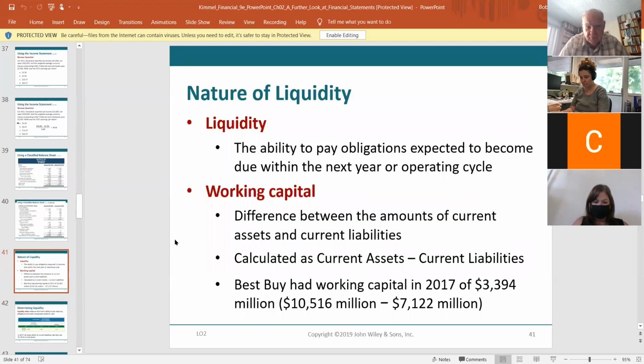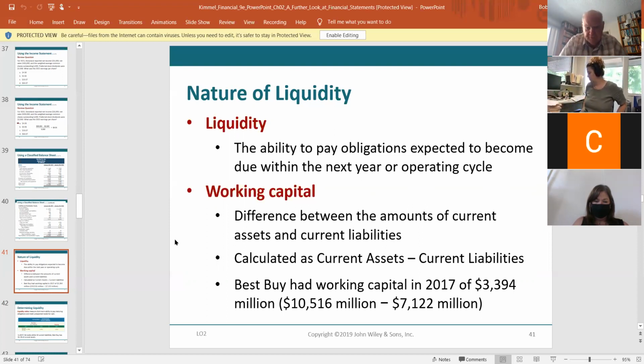So let's see what they have in store for us. Well, they want me to talk about liquidity. I think we have a pretty good idea what liquidity is: what you can turn into cash, the ability to pay obligations right away. Now we're going to talk about something super important called working capital. Working capital is simply current assets minus current liabilities.